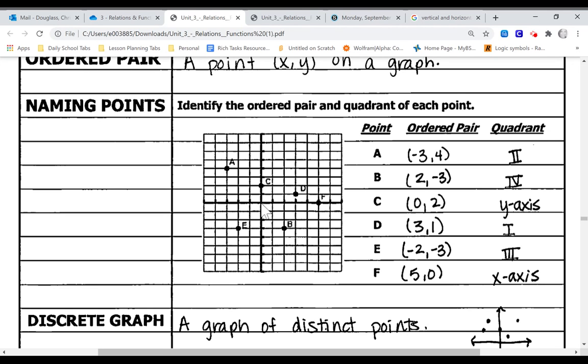For point E, from the origin, I move to the left 2 units. So that's an x-coordinate of -2 and down 3 units. That's a y-coordinate of -3. And I end up in the third quadrant. Finally, for point F, I'm going to move to the right 1, 2, 3, 4, 5 units, and then I don't move up or down at all. So F has the coordinates (5, 0), and F lies on the x-axis.